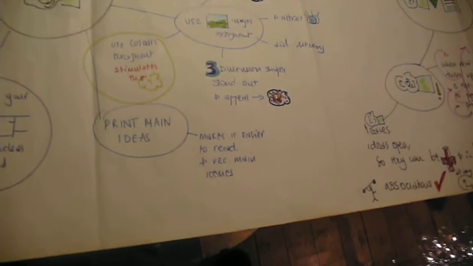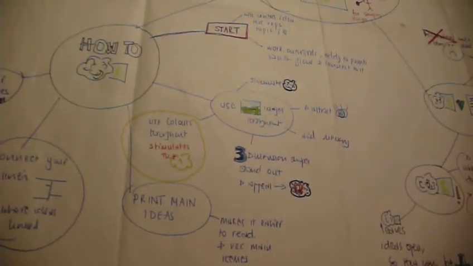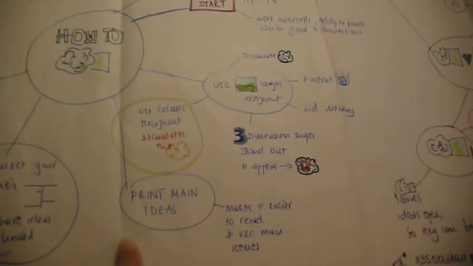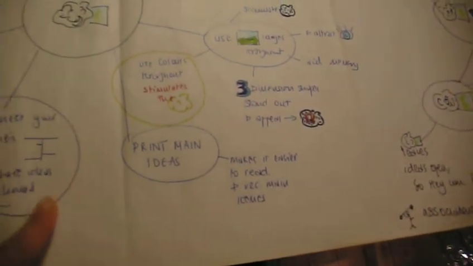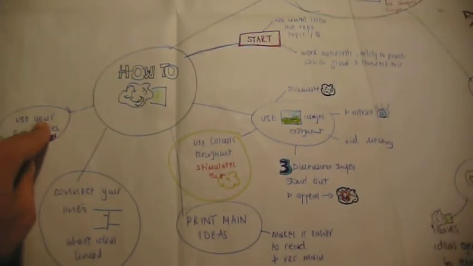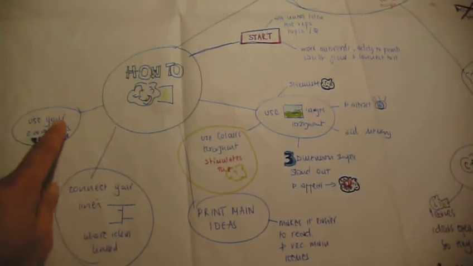Tony Buzan is the guy who developed the idea of mind mapping. So if you wanted to look up more, you should look for him on Google. And he says you should print your main ideas, and he would also emphasize the importance of connecting all these lines together. If you've done mind mapping in the past and you get lost, it's because your lines aren't drawn in the right place.